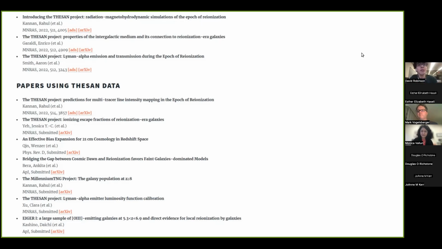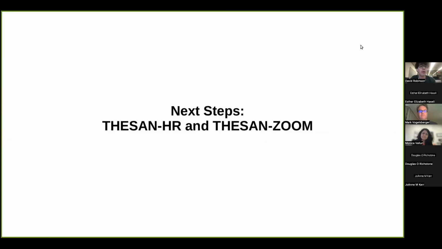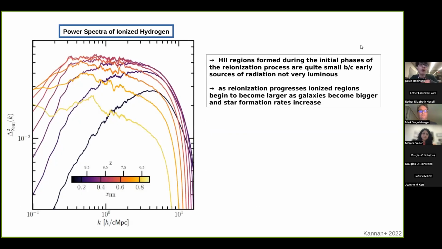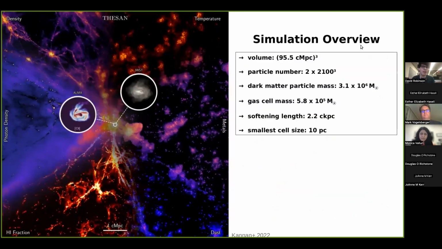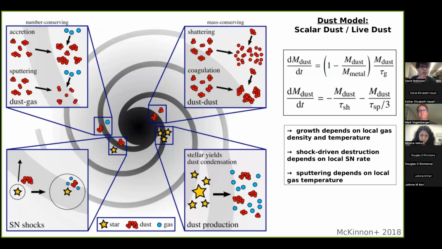Hey, sorry, I just wanted to ask a quick question about the dust model that you're incorporating into these simulations. I saw you said on there scalar/live dust. Having looked a little bit at the dust modeling papers from your group, is the dust model that you're using here the one with a full size distribution of the dust grains, or just looking at the overall dust mass?